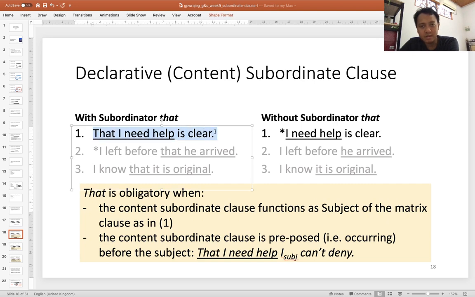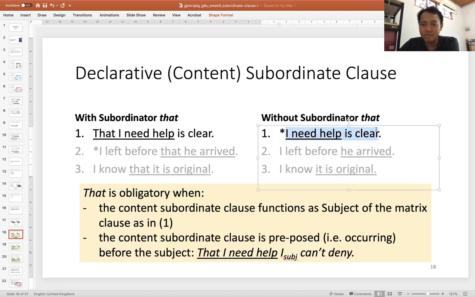You do that whenever the subordinate clause functions as subject of the matrix clause. In example 1, that I need help is the subject of the predicate is. So that I need help, this is the whole clause, but it functions as the subject of is, and in that case the subordinate that has to be present. Otherwise you find this strange example.